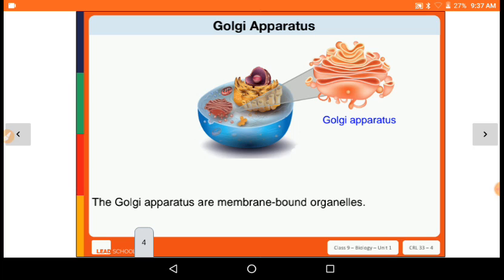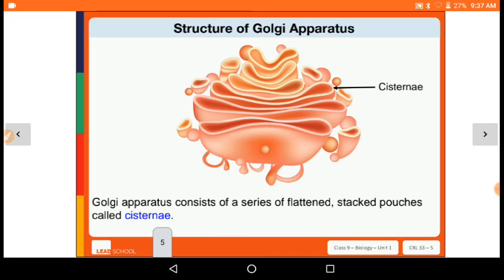So the structure of Golgi apparatus is like this. Here in the figure you can see, it is a membrane bounded organelle. It has a membrane outside. Golgi body consists of a series of flattened stacked pouches called cisternae.